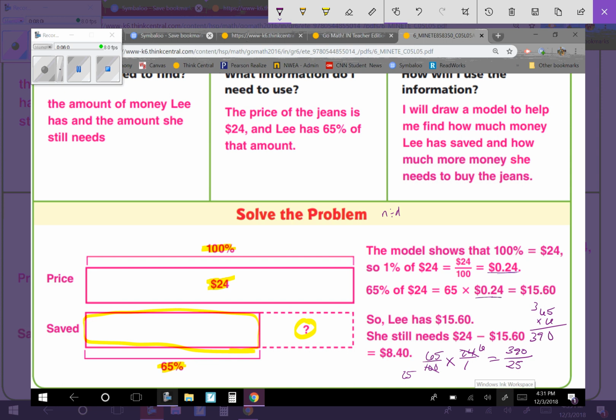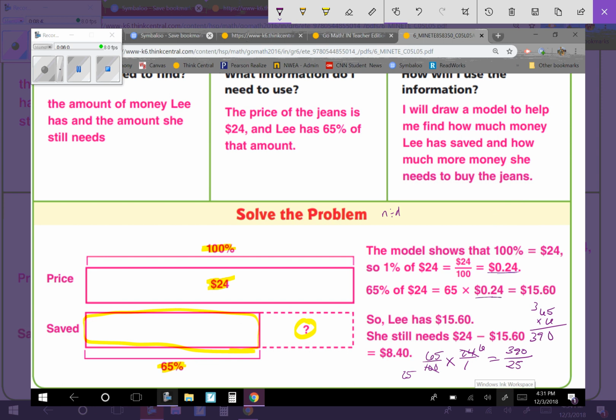So I'm going to solve that over here. Just put it up here. So we take 390 divided by 25. That goes in once. 25 would be 1.